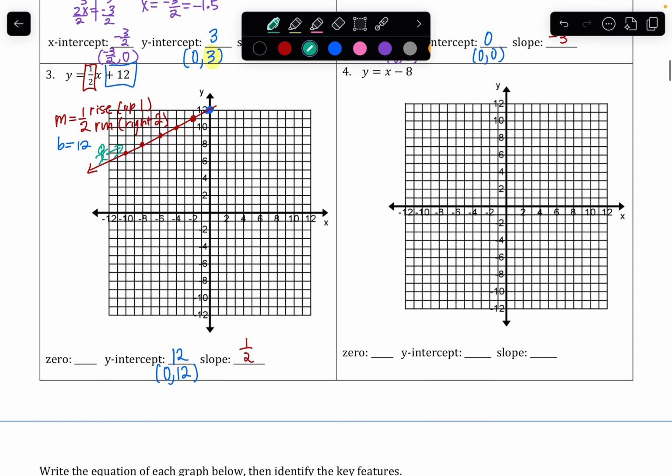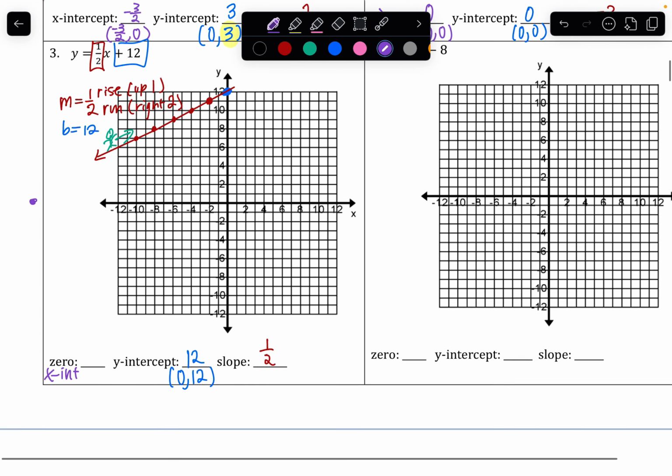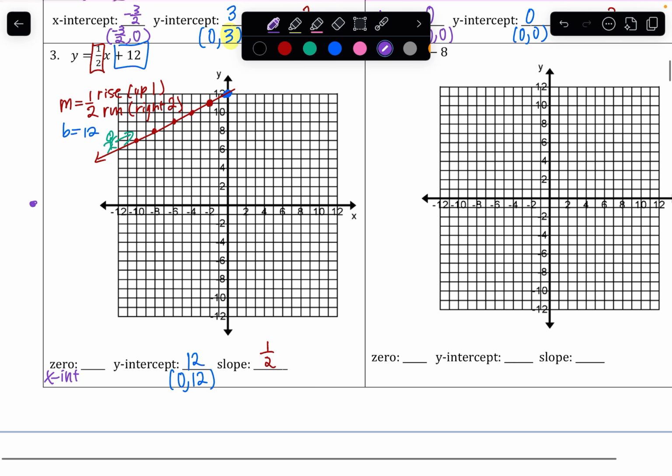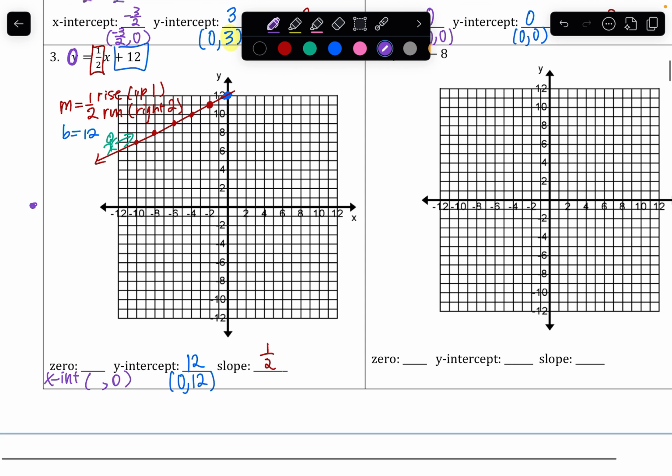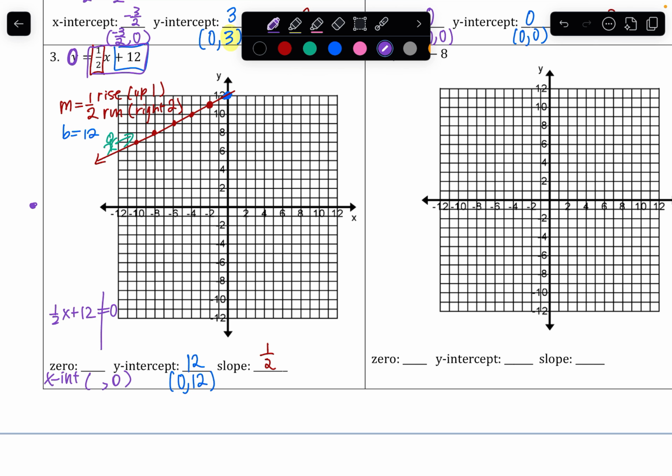Okay, and so now I can't see what my 0 is, my x-intercept. Remember, that's the same thing as an x-intercept. I know it's going to be very, very negative. And so because I don't have a graph, I really have to calculate this algebraically by plugging in 0 for y. Remember, it's an x value when y is 0. And so I set my original equation, 1/2 x plus 12, equal to 0, and then I solve.